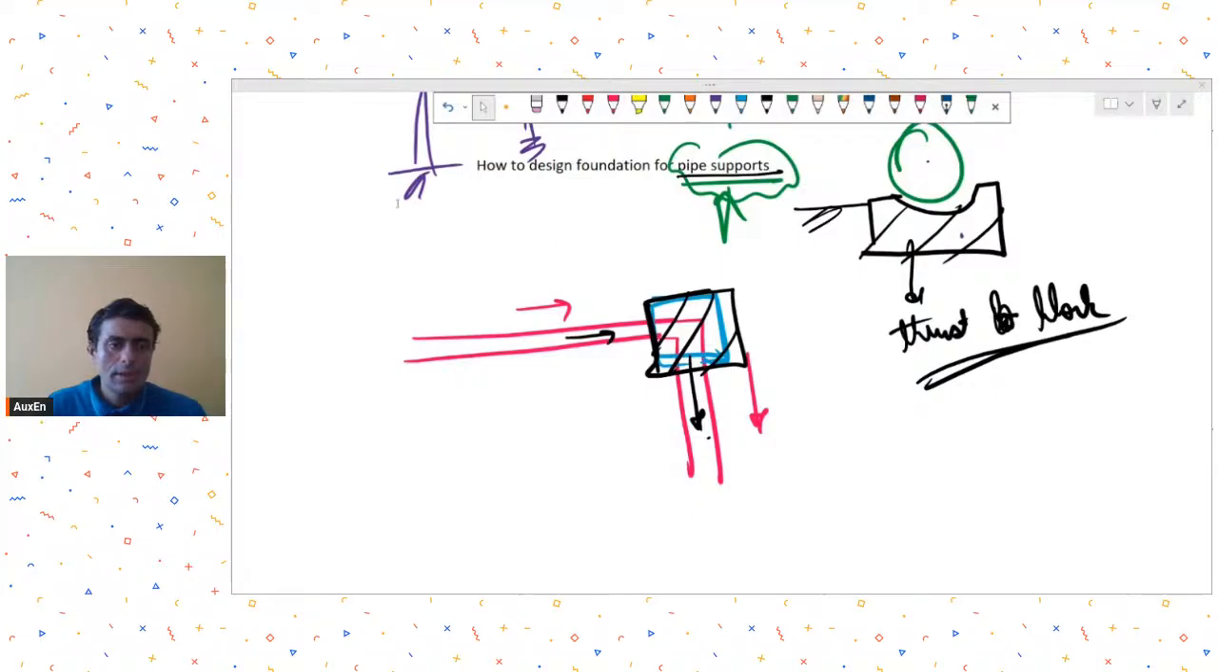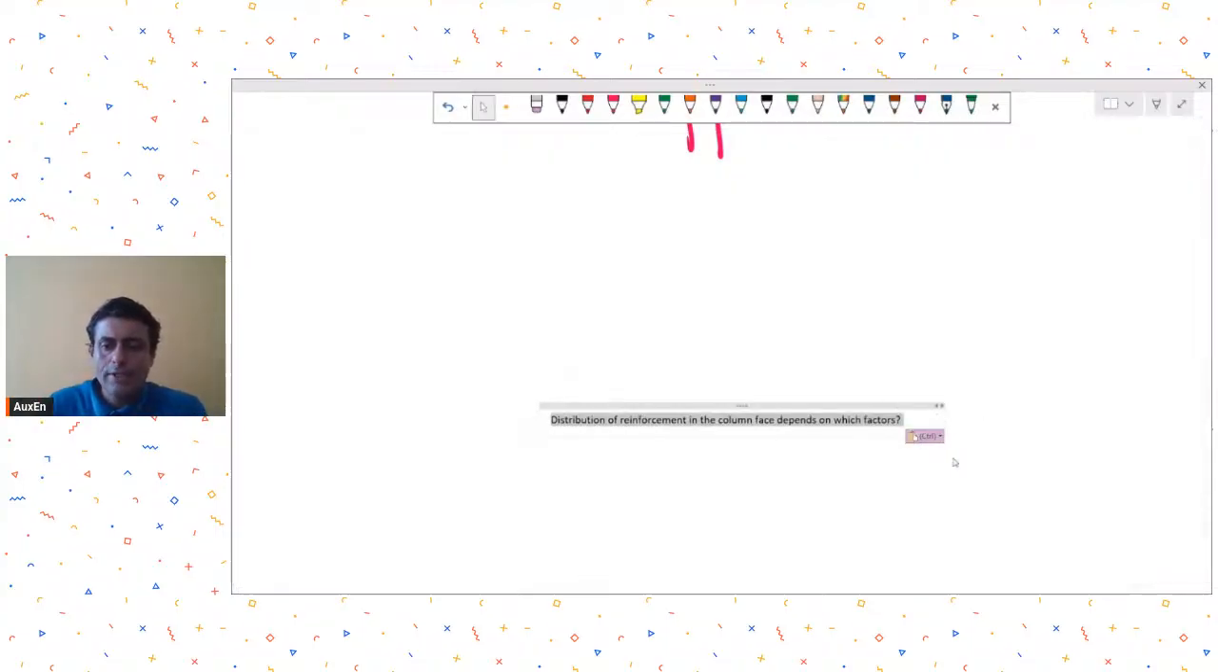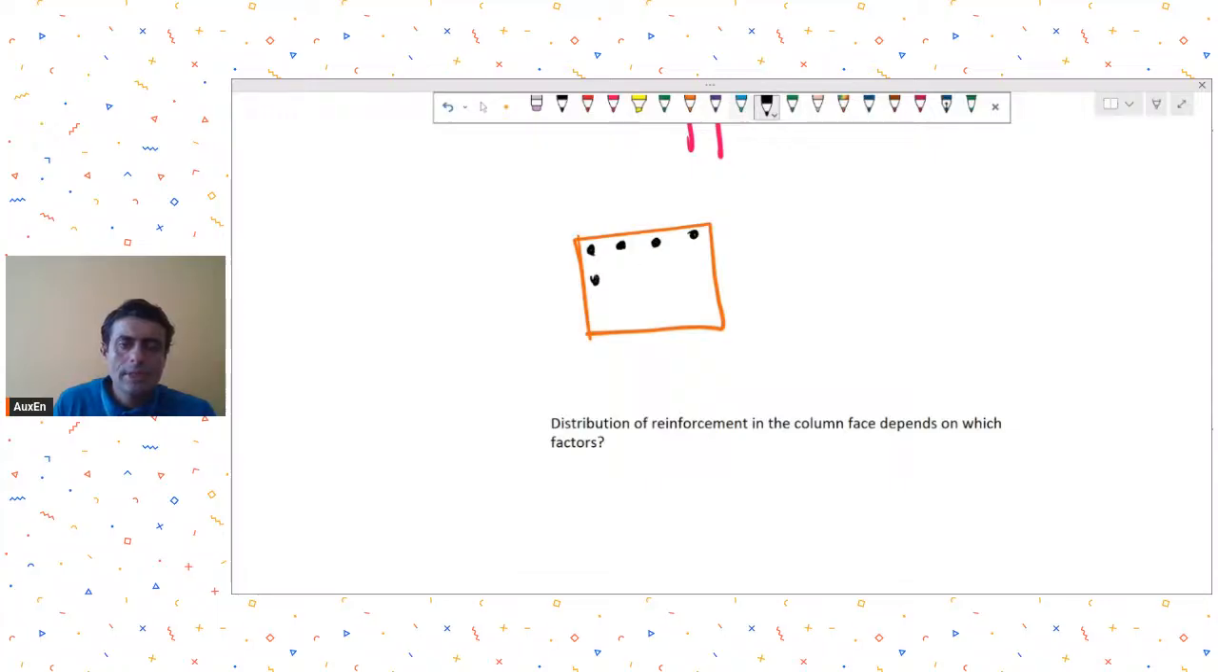Next question is by Mehdi Ali Khan from Kolkata. He's a working professional. He's saying, distribution of reinforcement on column face depends on which factors? I'm not sure whether he's talking about longitudinal reinforcement or transverse reinforcement. I'm assuming he's talking about the longitudinal reinforcement distribution. So this depends on, number one, what sort of moment capacity or what sort of section you have, what sort of moments your section is going to resist.